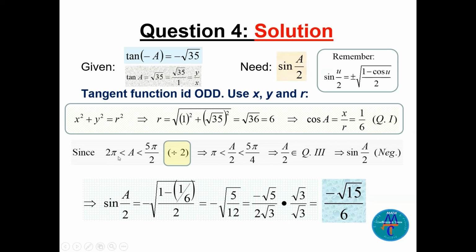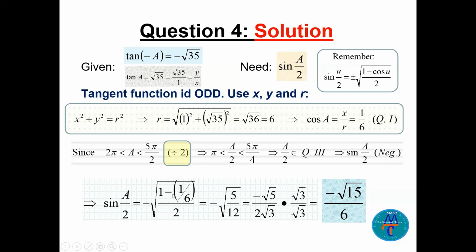Now, a is given between 2 pi and 5 pi over 2. I have to divide by 2. So divide by 2 here, you get pi, a over 2, 5 pi over 4. So a over 2 belongs to quadrant 3. So the sign of the half angle is negative, remember. So I have to choose the minus here.